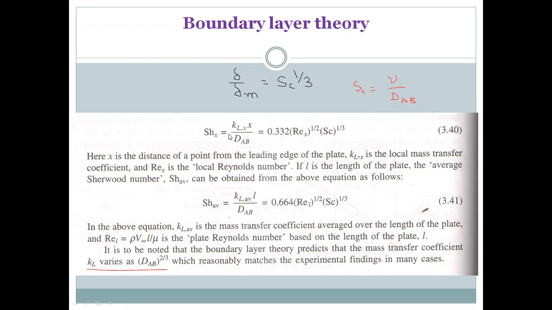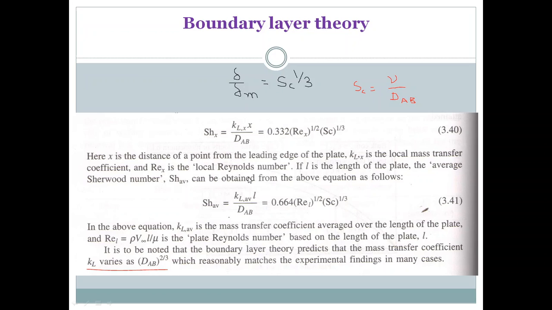The Sherwood number equal to KLx x by DAB equal to this, where KLx is the local mass transfer coefficient at a particular position. If you take the average, KL average L by DAB, then this equation will become 0.664 Re_L to the power of 1/2 Sc to the power of 1/3. Now here it is to be noted that the Schmidt number is nu by DAB, raised to the 1/3. So actually KL is proportional to DAB to the 2/3.